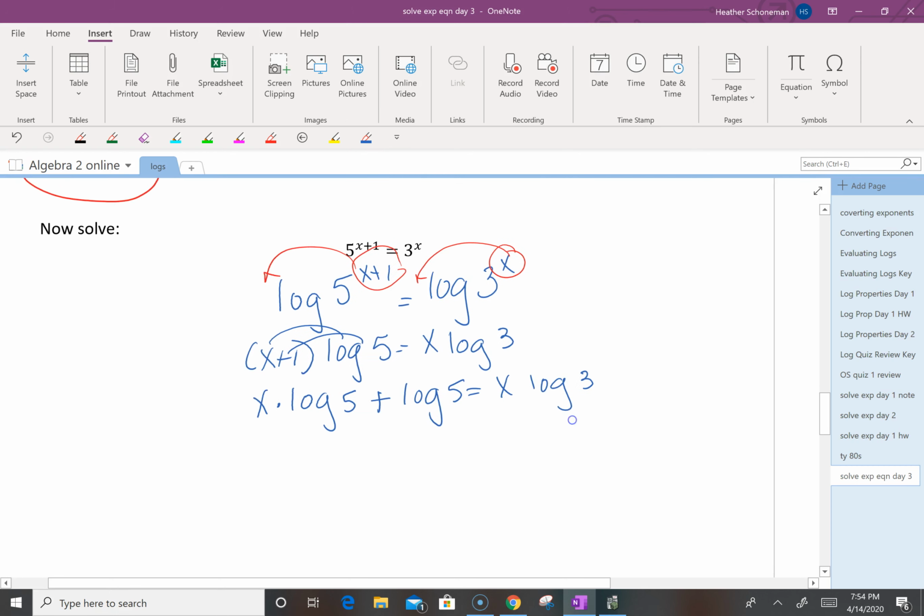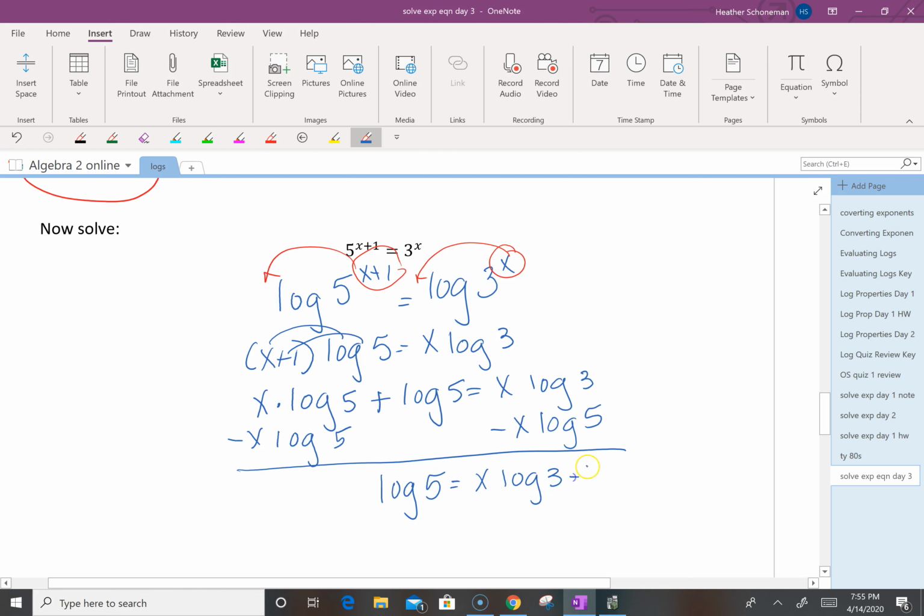Anytime we solve equations, we have to get the x's together. So to move it to the other side, I have to subtract x times the log of 5. Now, you cannot say it's log of negative 2 or anything like that. You just can't combine them. I don't know what to tell you other than that. So when I rewrite it, I have log of 5 equals x log of 3 minus x log of 5.